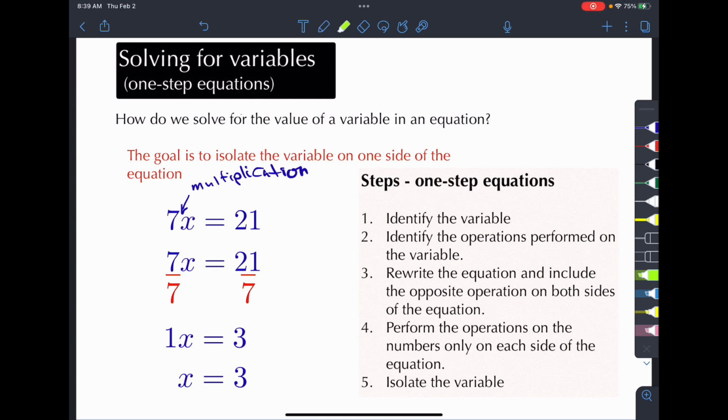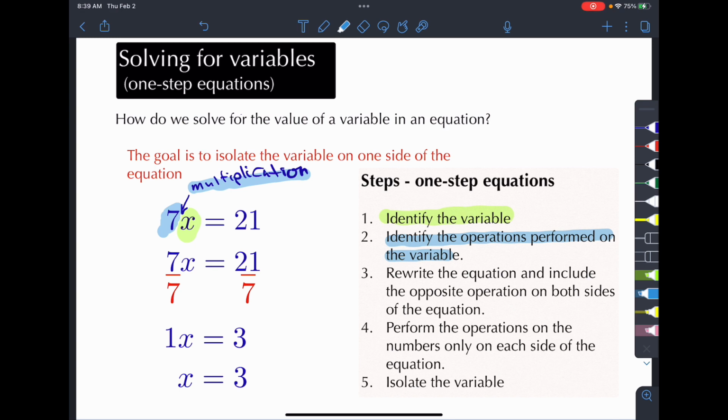Okay, let's follow the steps. Step 1, identify the variable. Well, there is the variable right there, it's the x. Step 2, identify the operation performed on the variable. It is this multiplication, and it's not just the multiplication, we're multiplying it by 7. So that's step 2. We haven't done any math, all we've done is identify things.